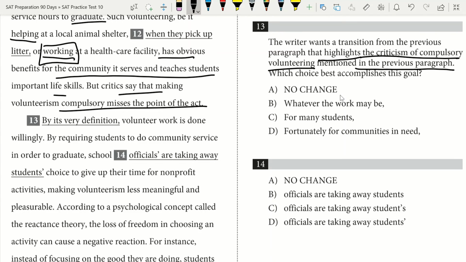So we have, "By its very definition, volunteer work is willingly," okay? So that is critiquing or criticizing the forced volunteering, because it's saying that it's not volunteering if you're forcing someone to do it, because it's supposed to be you're doing it willingly. So A would be our correct answer for 13.